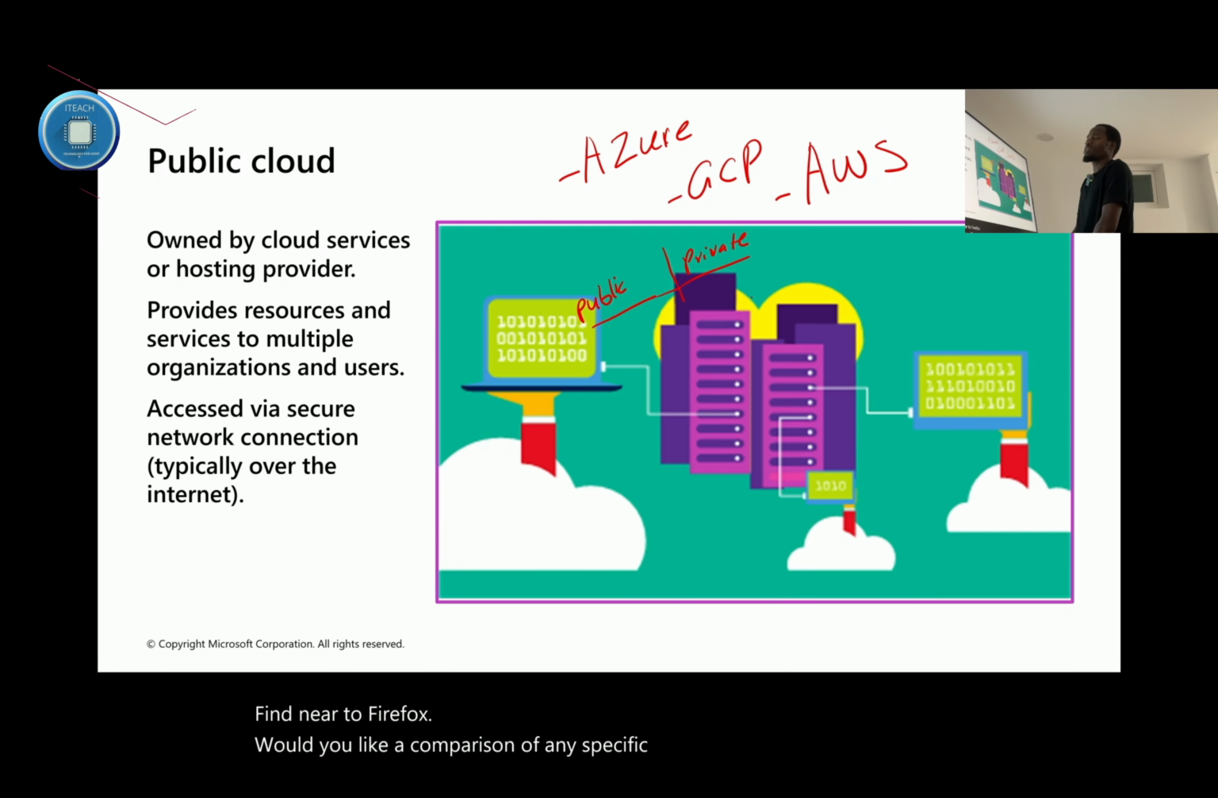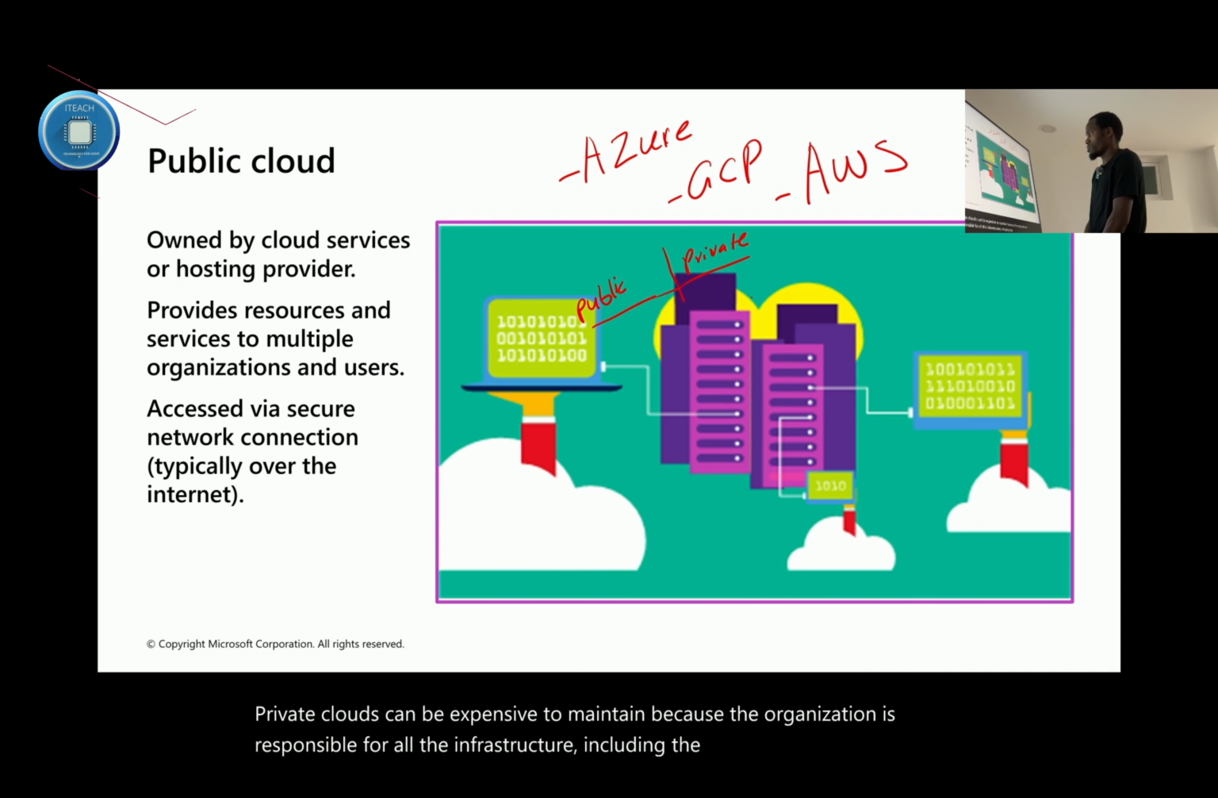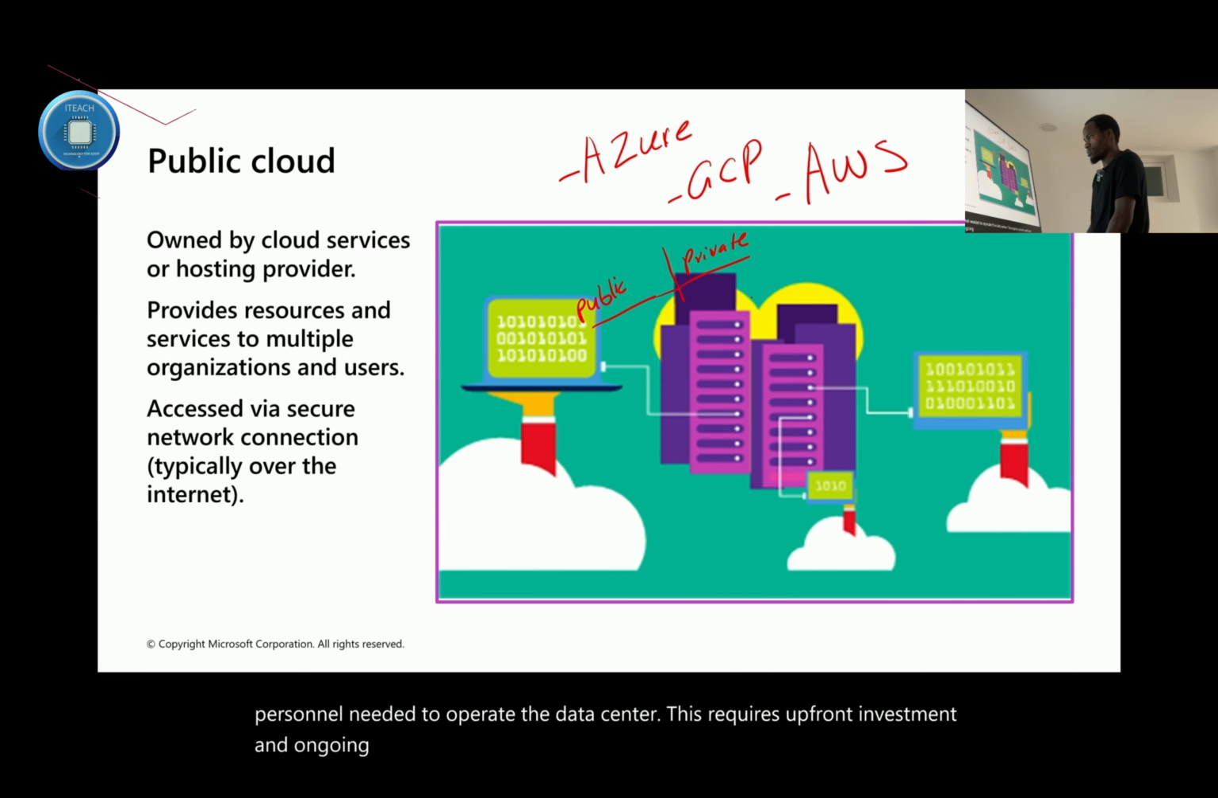Explain why they could be expensive to maintain. Private clouds can be expensive to maintain because the organization is responsible for all the infrastructure, including the hardware, software, and personnel needed to operate the data center. This requires upfront investment and ongoing operational costs, unlike public cloud, where those costs are usually shared with other users.